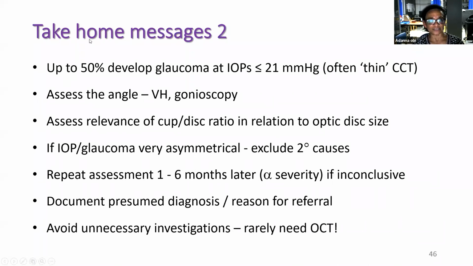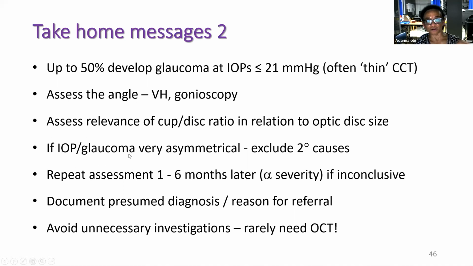You do want to have an idea of the angle, so think about Van Herrick, and that's relevant even if you've got someone who you think might have a very deep angle. I know you do grades, but we would probably do percentage. So if I say the Van Herrick is 200%, that means it's twice the depth of the corneal thickness, then that's more likely to have pigment dispersion. Always assess the cup disc ratio in relation to the optic disc size.